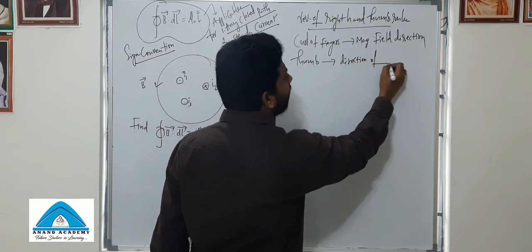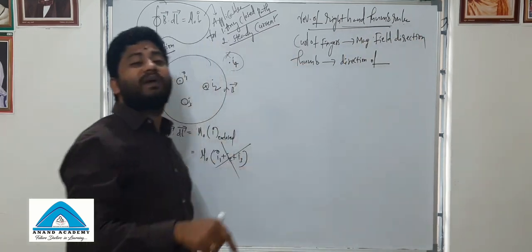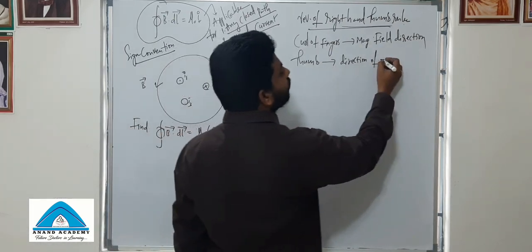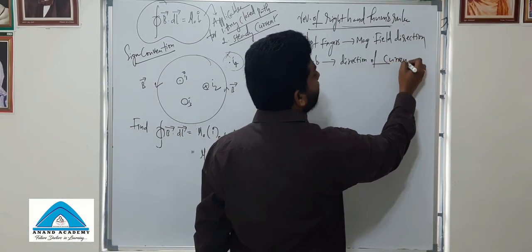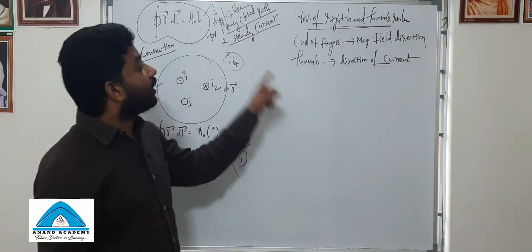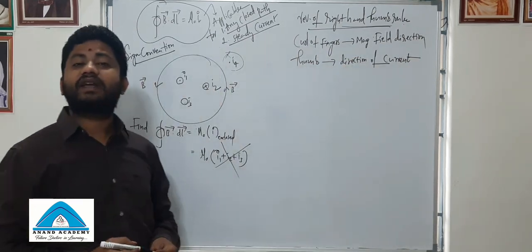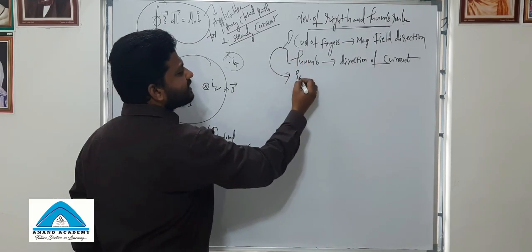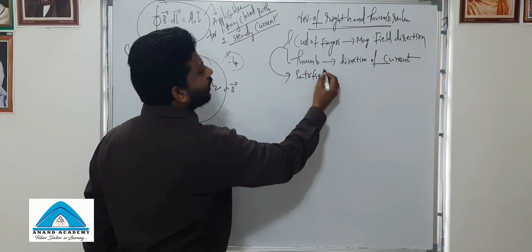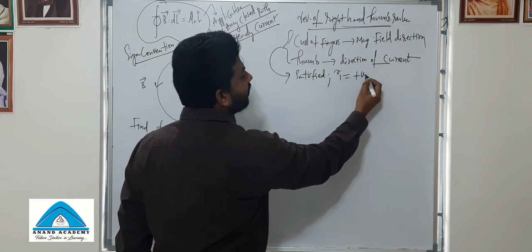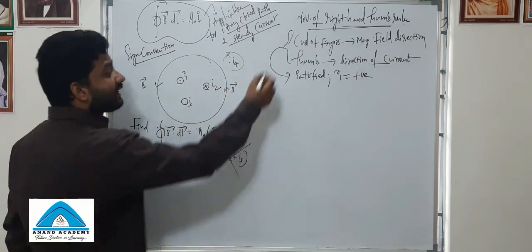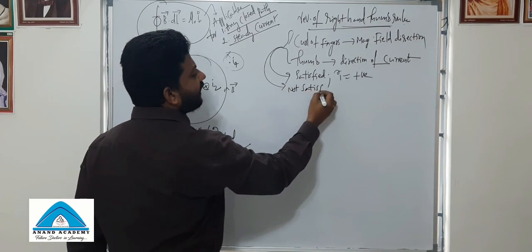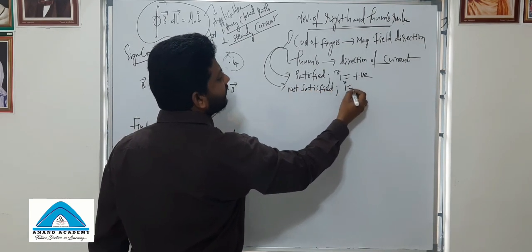I told you the right hand thumb rule, and I also mentioned that the reverse of the right hand thumb rule is also true, which is that the thumb gives you the direction of current if you place the curl of the fingers in the direction of the magnetic field. When this condition is satisfied, you can write that the current direction is positive. When this condition is not satisfied, you can tell that the current direction is negative.